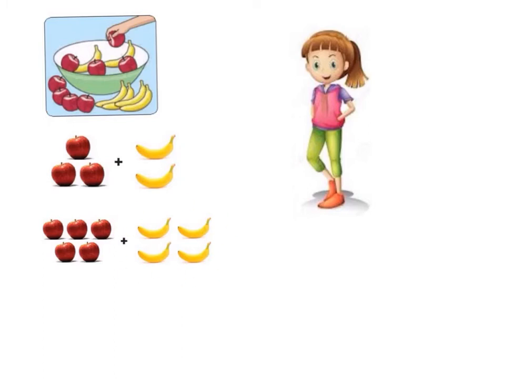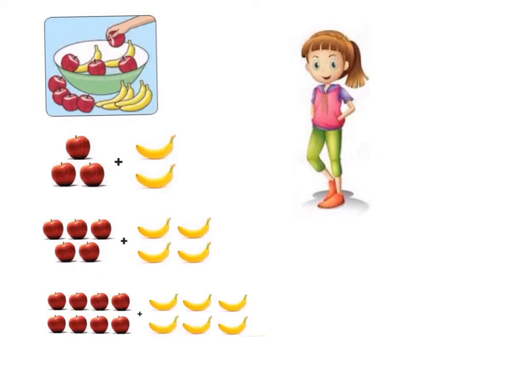So now we need to count how many apples and how many bananas she has now. We can only add apples to apples and bananas to bananas. We cannot add these, right? So how many apples do we have? We have 3 plus 5, so we have 8 apples. 2 plus 4, we have 6 bananas.